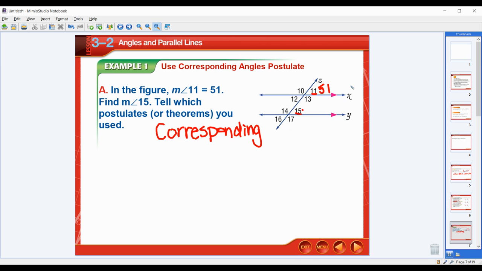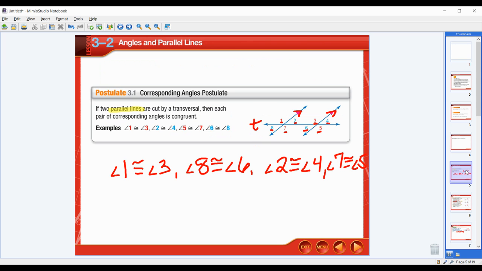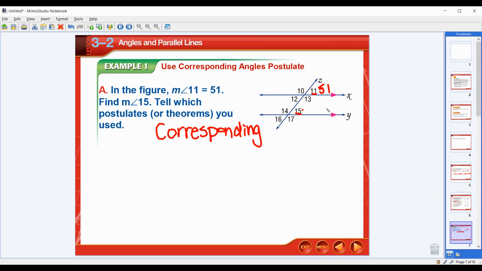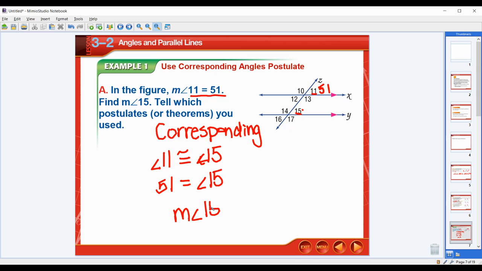Now we need to go back to our notes here to figure out what we know about corresponding angles. Here's our corresponding angles postulate, and it says when we have parallel lines, our corresponding angles are congruent. Since these angles are congruent, I can say angle 11 is congruent to angle 15, right? And since angle 11 is 51, that's going to equal angle 15. So we can say that the measure of angle 15 is equal to 51 degrees.